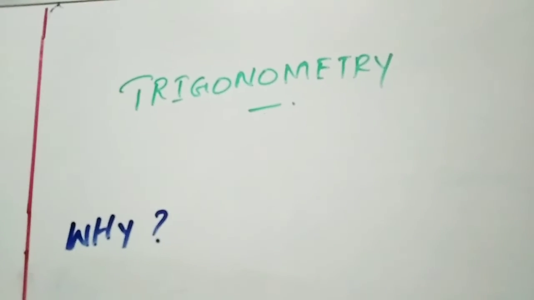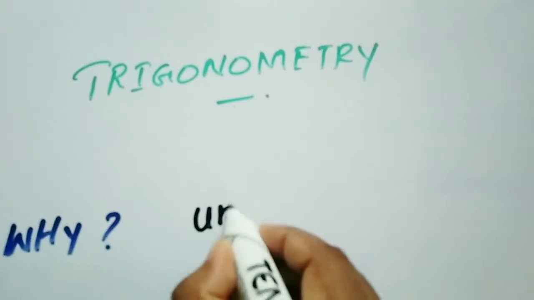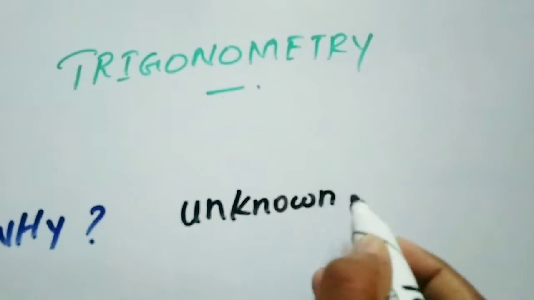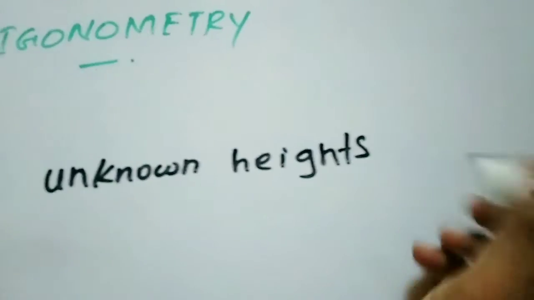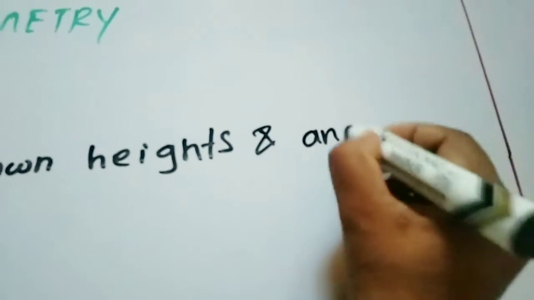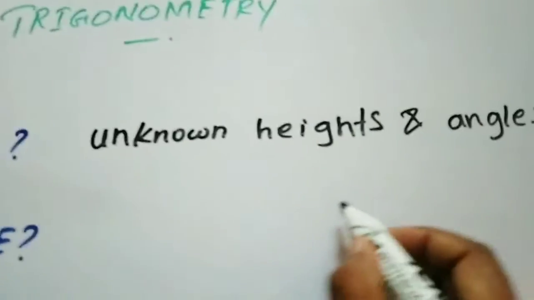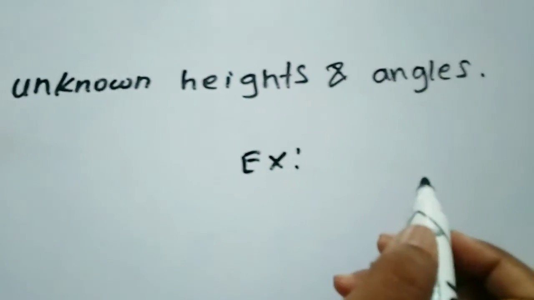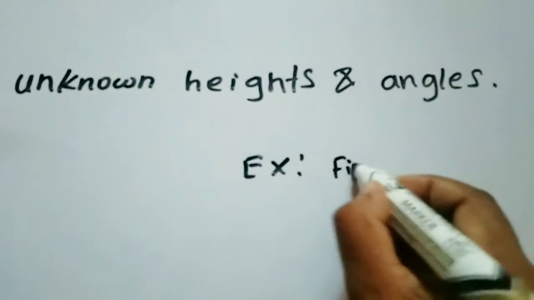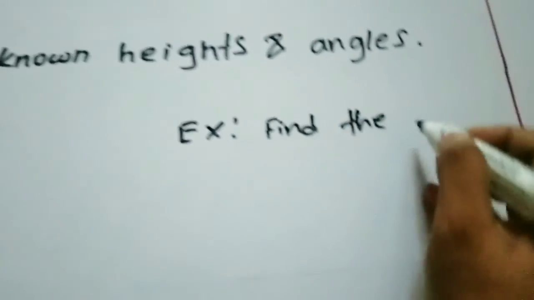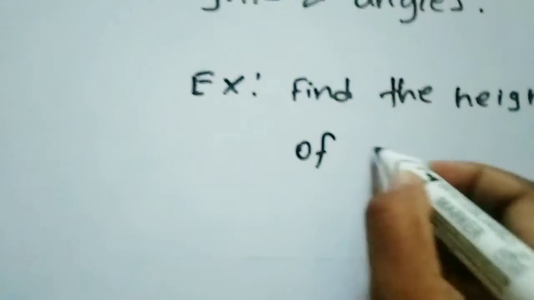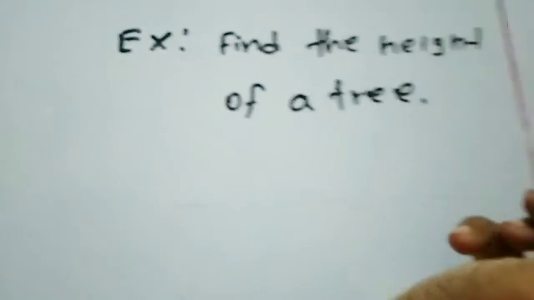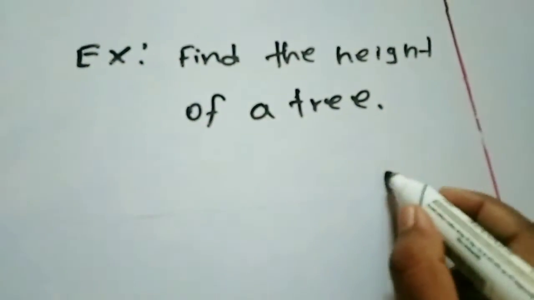Why are we using trigonometry? To find unknown heights and unknown angles. Let's see an example. Find the height of a tree. Can we find the height of a tree by using a measuring tape? No, it's impossible. We have to use trigonometrical knowledge for that.